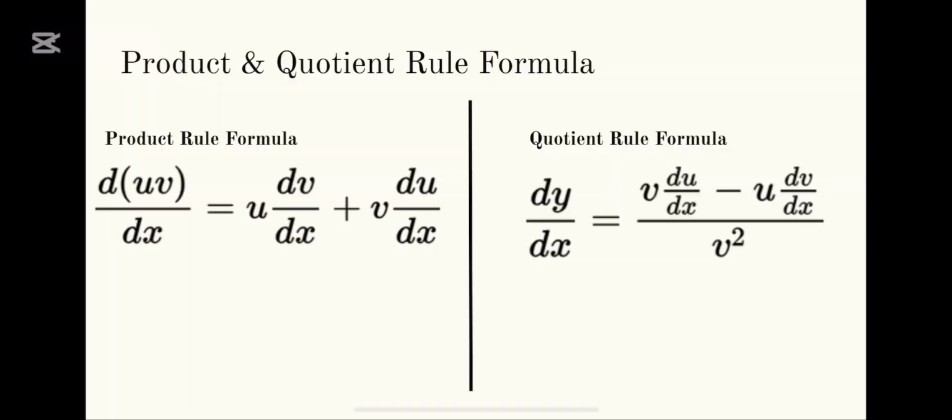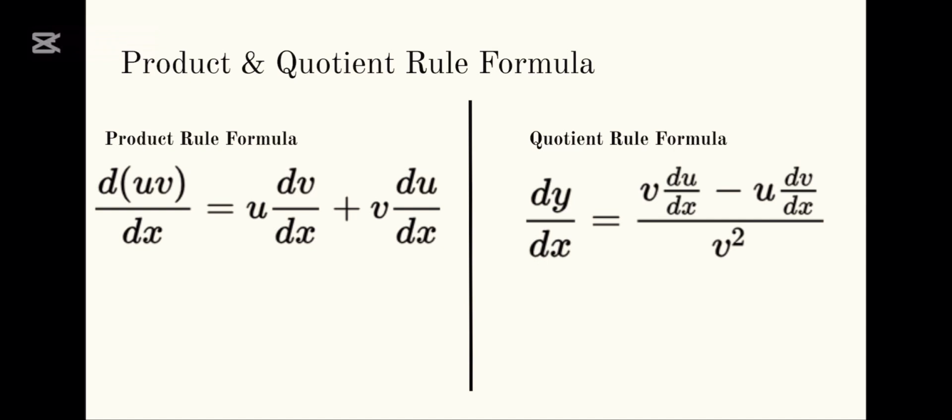So first off, we have the formulas. The formula of the product rule is the derivative is going to equal u times the derivative of v plus v times the derivative of u. Or if we're going to use a or b to define the terms, it's going to be a prime times b plus a times b prime.